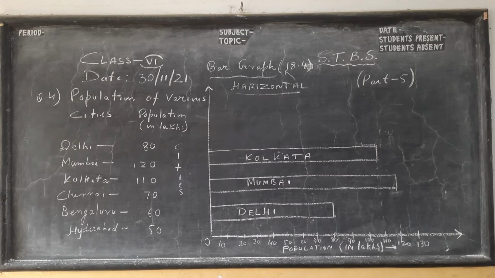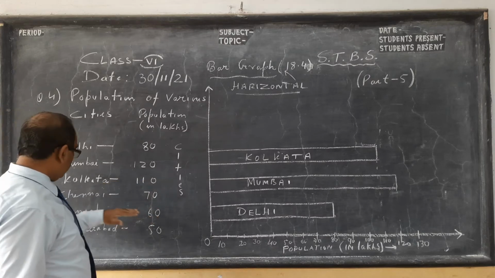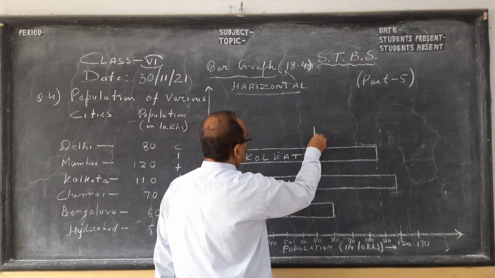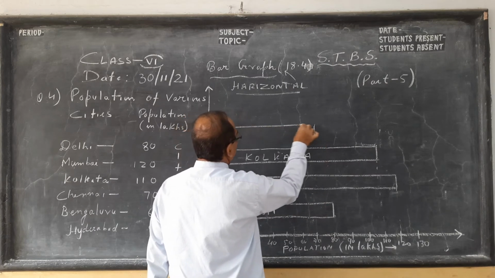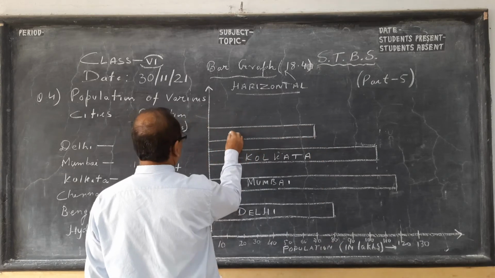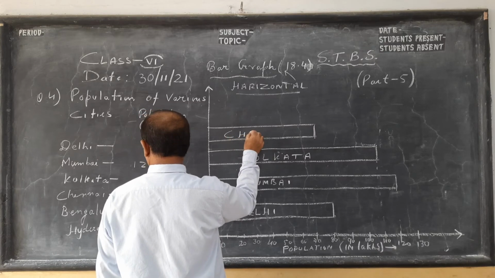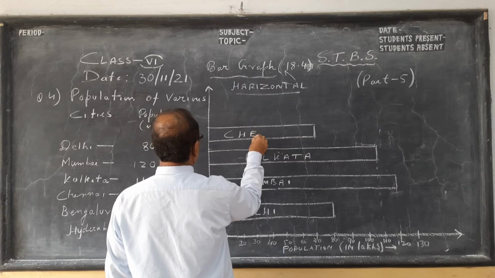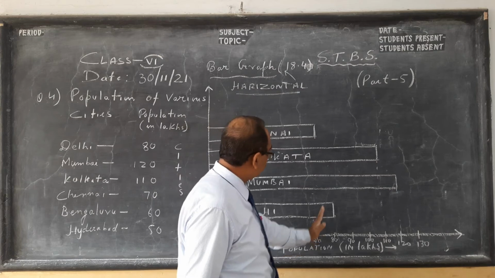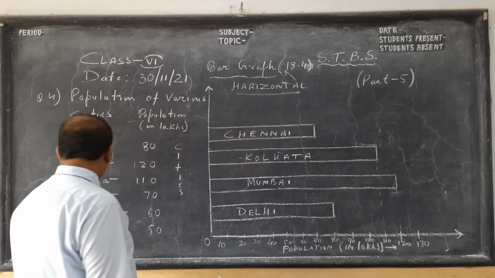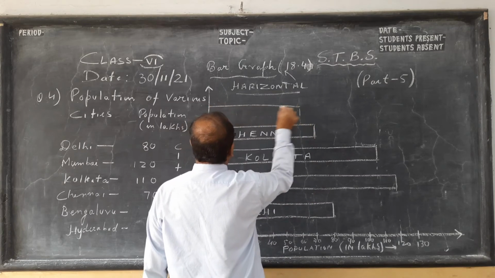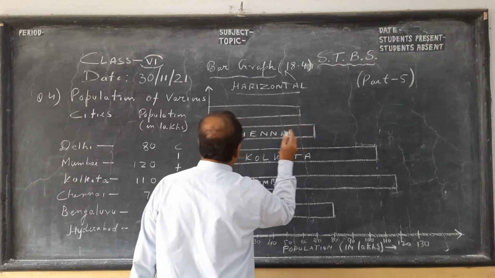Next, we have done Kolkata, 110. Chennai is 70. So see, 70 here, we draw here Chennai. Chennai, you see children, is 70. This way we compare. Next is Bengaluru, 60, so a little less. This will be Bengaluru. Smaller ones are easier to draw.